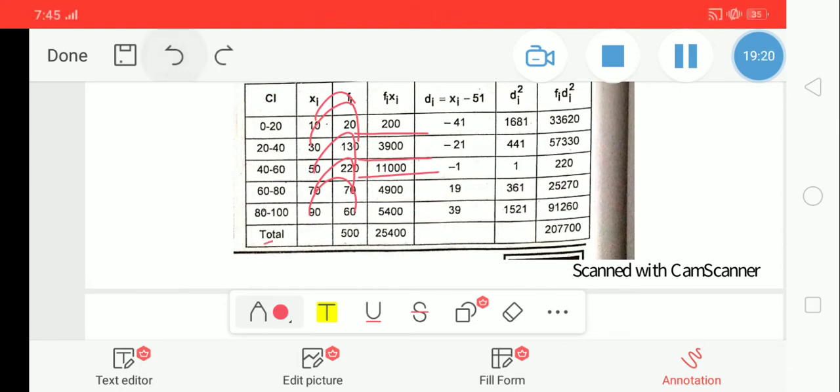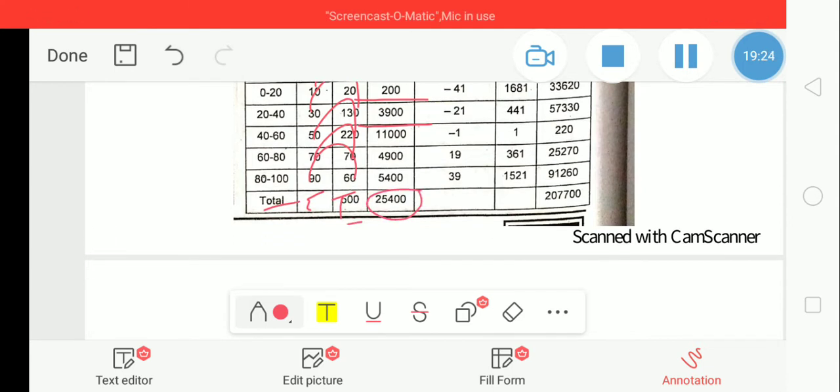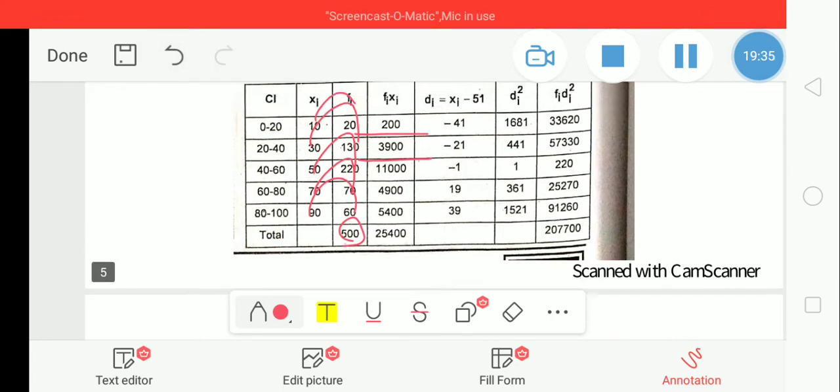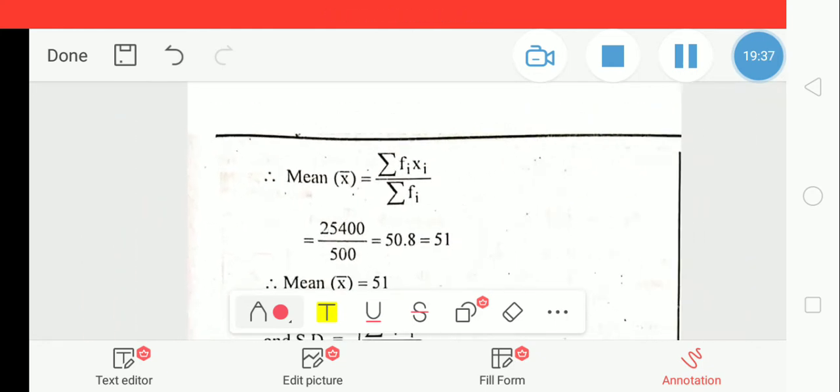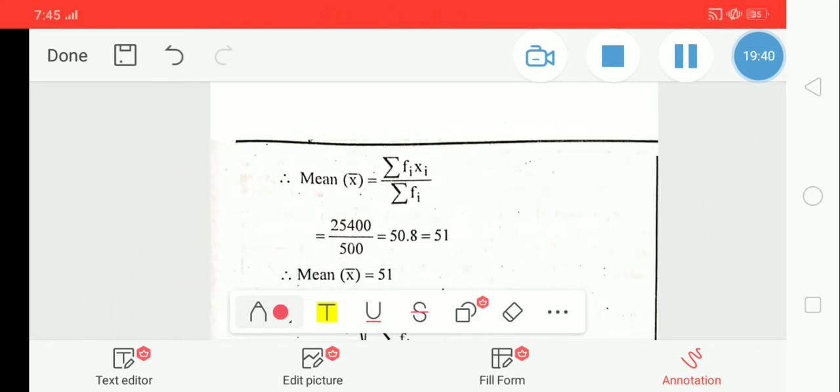And this is the total, summation of fi, and this is the summation of fi xi. Summation of fi xi is 25,400 and summation of fi is 500. So now find the mean. Summation of fi xi, 25,400, divided by 500, that is 50.8. We can write 50.8 as 51. So mean is 51.